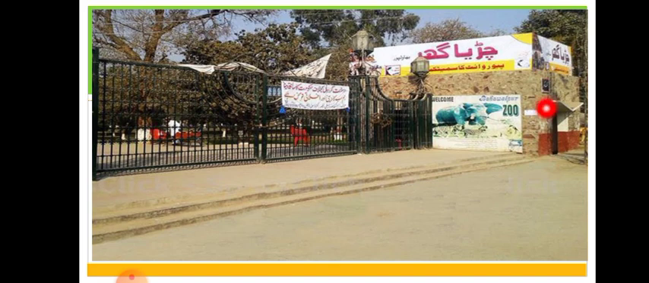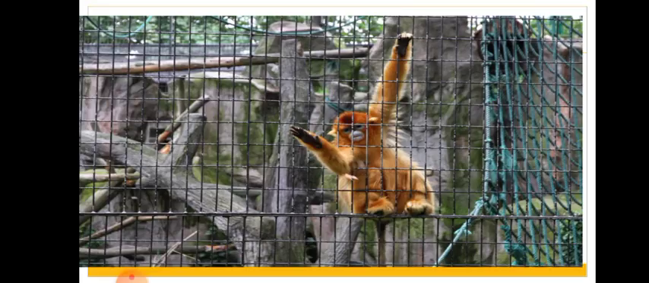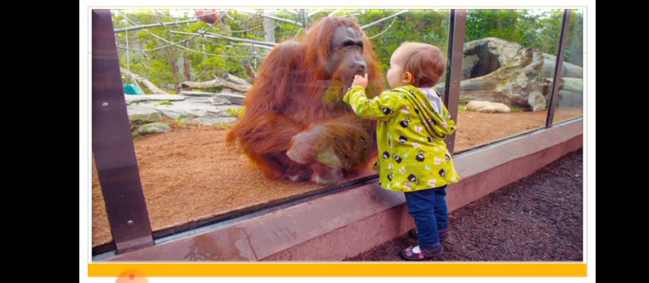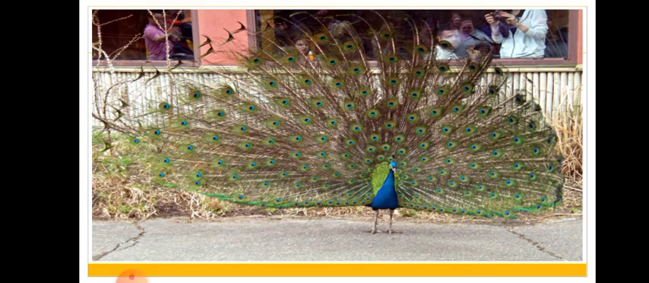It is a ticket house. We purchase the tickets from this house, then we enter the zoo. So what will we see when we enter the zoo? Yes, we went with our family. There was a lion, monkey, and peacock, and it is a very beautiful view of a peacock.